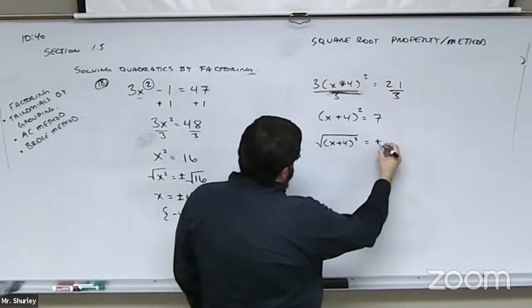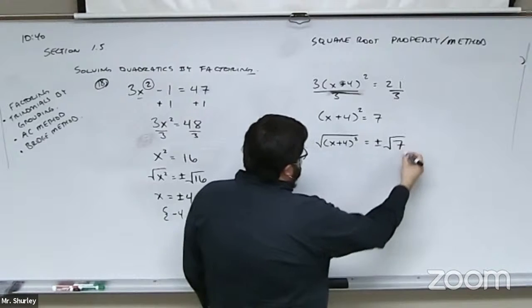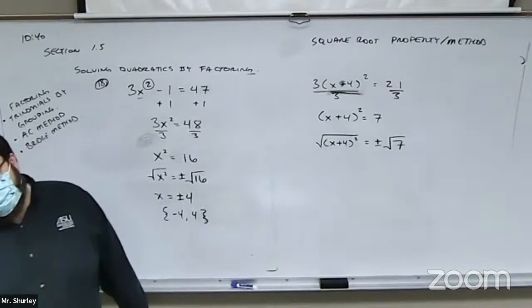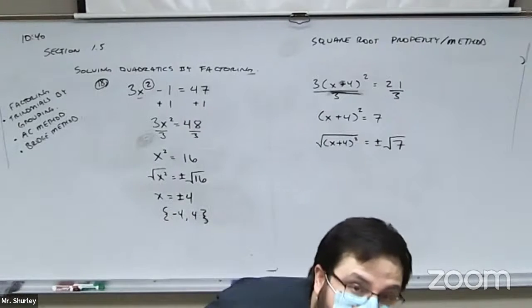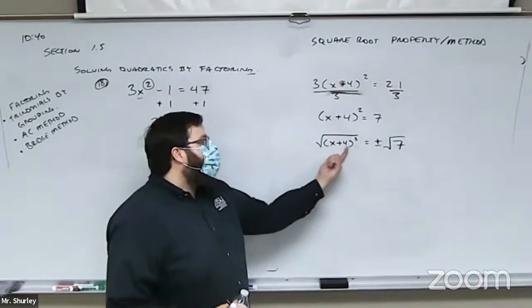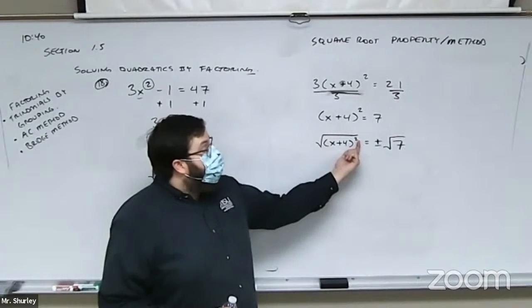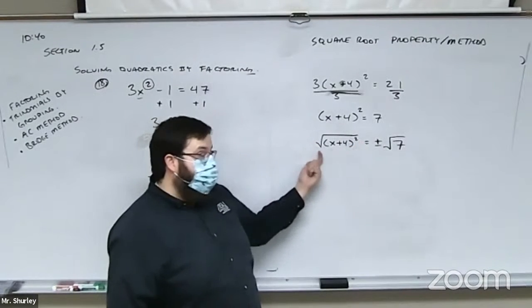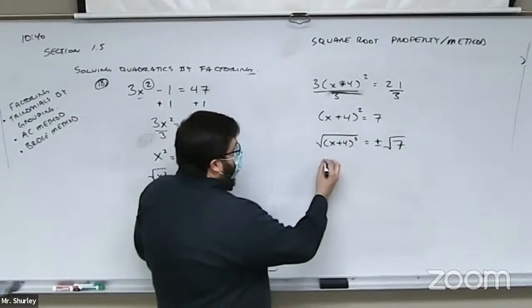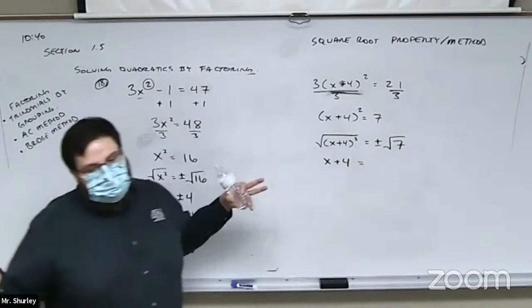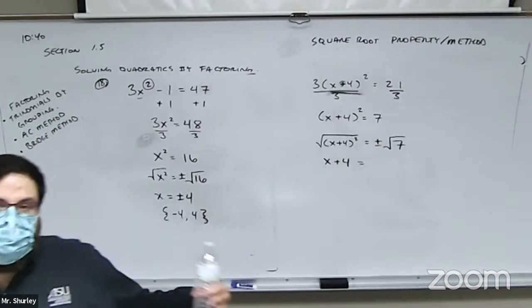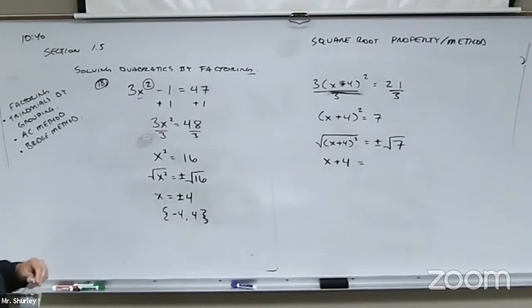I'm going to take the square root of both sides. Don't forget the plus or minus. It'll be the one thing you forget. What's nice is that because this entire binomial was being squared, when we take the square root of the entire thing, it goes away. You wind up with just x plus 4. They cancel each other out, like Kryptonite and Superman.